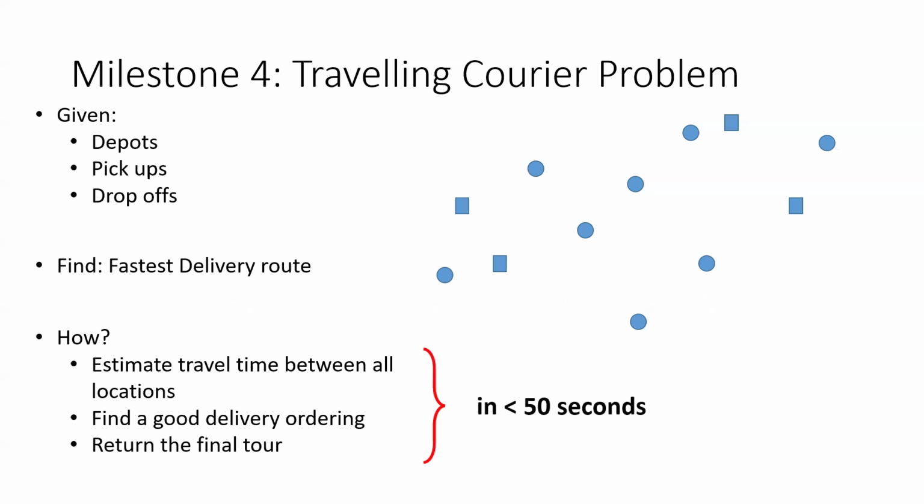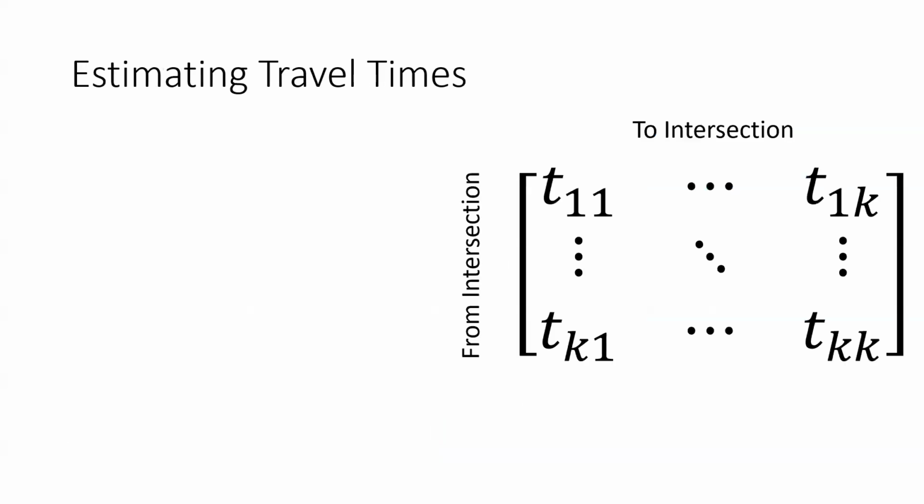In this tutorial, we are only going to focus on the first part: estimate the travel time between all locations and store them. Your data structure will look something like a matrix where you can access the time using the from and to intersection IDs.